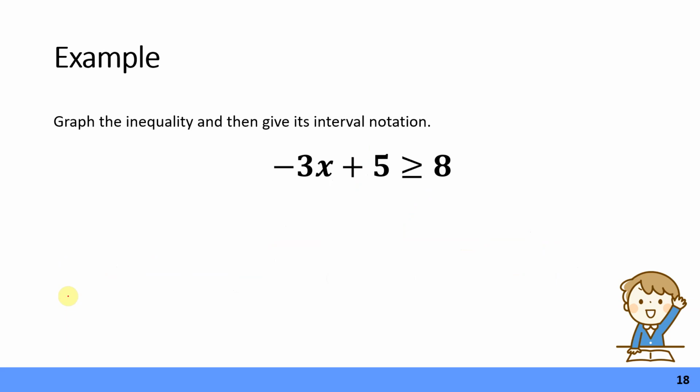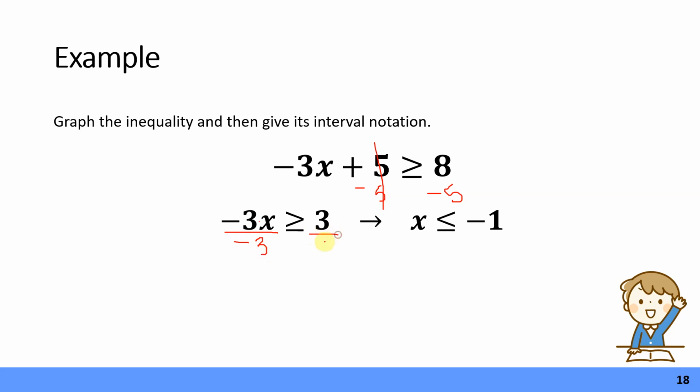All right, we have 2 more problems to go. Let's try this one. Again, just like the last one, I have to leave the x by itself, so I'm going to subtract 5 from both sides. These cancel out. What is 8 minus 5? That gives me 3, right? So I'm left with negative 3x is greater than or equal to 3. Now, how do I leave the x by itself? I have to get rid of the number in the front. Since they're multiplying, I'm going to divide by negative 3. And then I'm going to divide this number by negative 3. All right, so these cancel out. I'm left with x. 3 divided by negative 3 is negative 1.